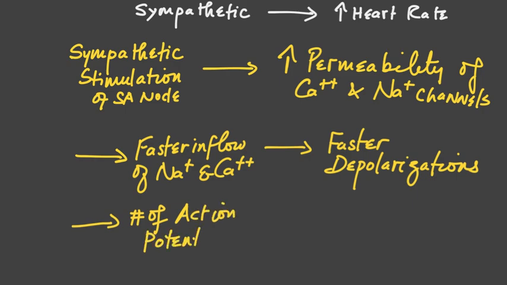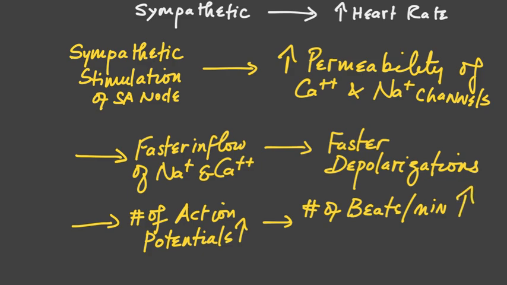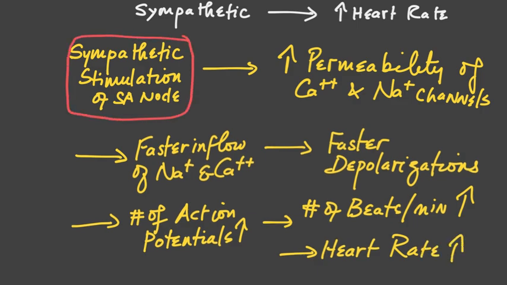So the number of action potentials goes up. So if that goes up, the heartbeats per minute goes up as well. So the number of beats per minute goes up. That's the arrow going up, meaning it increases. And so the heart rate increases. Again, we use the arrow going up. So here we have it. Sympathetic stimulation of the SA node results in an increased heart rate.